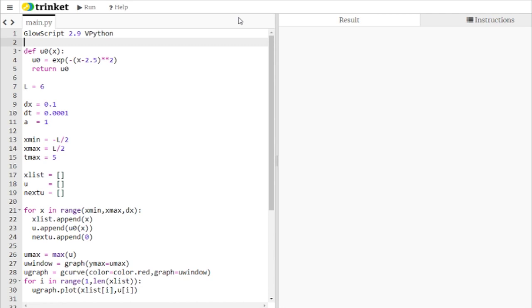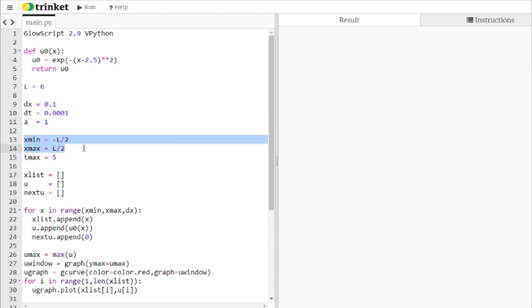So here's our code where we've implemented our difference equation. First, we're going to set up the initial state. Remember, this is the thing that determines how the temperature function evolves in time. So we're just using an exponential here, a Gaussian, centered around x equals 2.5. So you're going to see a peak at 2.5, and then it'll trail off from there. We're going to set the length of the rod to be 6. And I actually set up the x-min and x-max a little bit different here. We're going to go from negative L over 2 to L over 2.